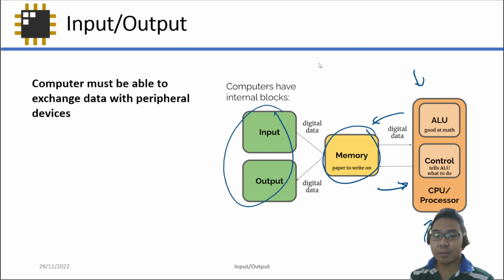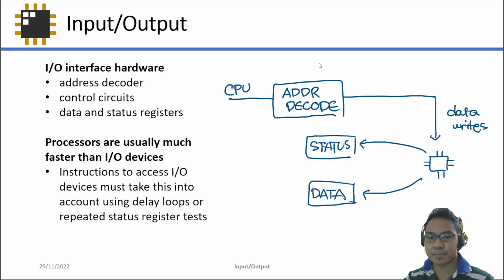Now we have to talk about the last part of the course, which is the inputs and the outputs. How do they work, and how does the processor interact with the inputs and outputs?